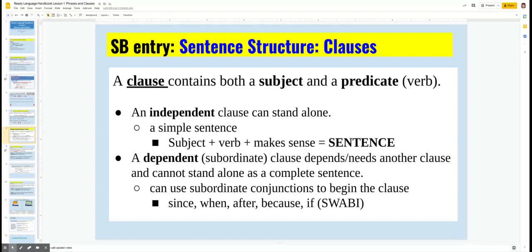Once again, an independent clause can stand alone. It's a sentence that can pay its own bills, can take care of itself, and it does not need any help. It's got a job and can handle its business.